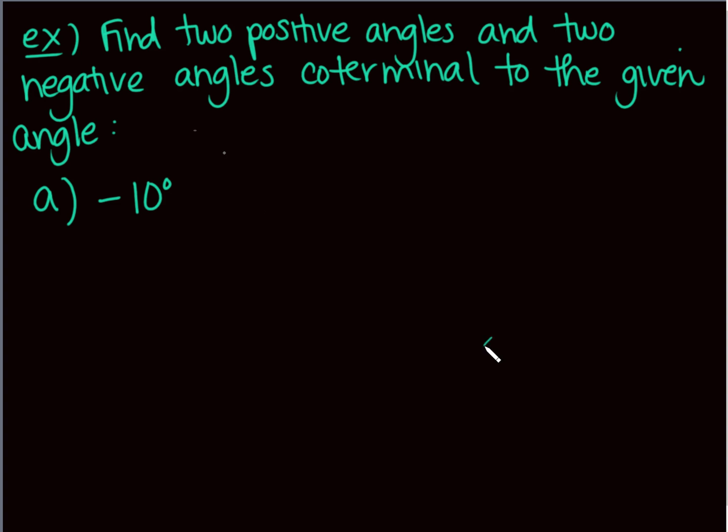If you draw your X and Y axis, you can see where your angle is going to be. So here's my initial side. It's always going to lie on the positive part of the X axis, and then for negative 10 degrees, I'm going to go clockwise. I know it's probably smaller than that, it looks closer to 30, but just for the sake of being able to see it. So there's my angle. Let's find some coterminal angles to this angle.